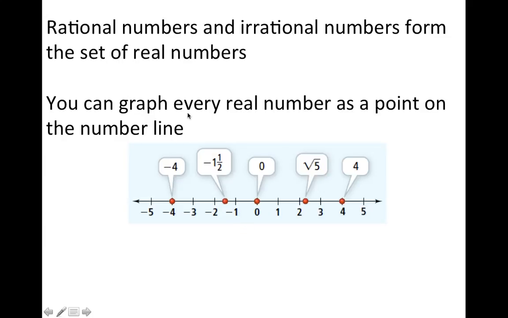If we were to identify these as rational or irrational numbers, -4 would be a rational number, -1 1/2 would be a rational number, 0 is a rational number. Radical 5 would be an irrational number, because if you type that in your calculator, you would get a decimal that does not stop or repeat. And 4, finally, would be a rational number.